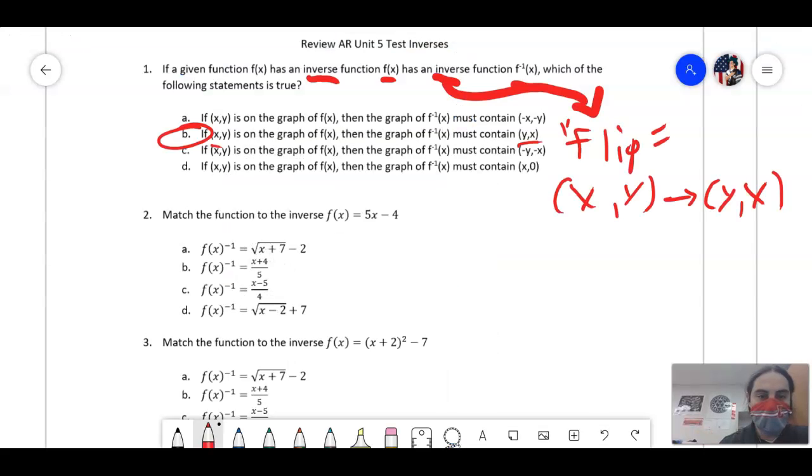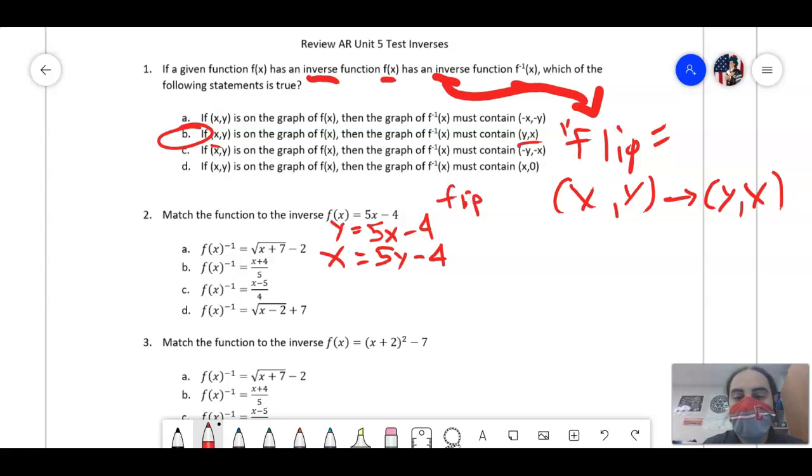All right, number 2. Match the function to the inverse. Now you're going to actually have to do some of these algebraic inverses, so you're going to have to be prepared to solve for these algebraically. So what you do, your first step, f of x becomes y. And then, once again, you got to do the flip. You're going to switch the place of x and y. So y becomes x, x becomes y. And then you solve it the way you normally solve an algebraic equation.